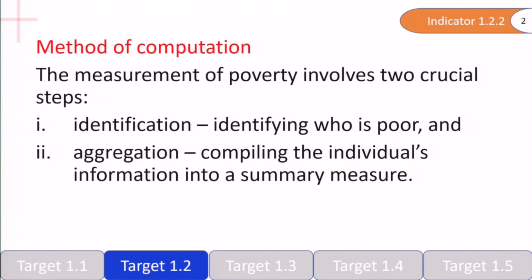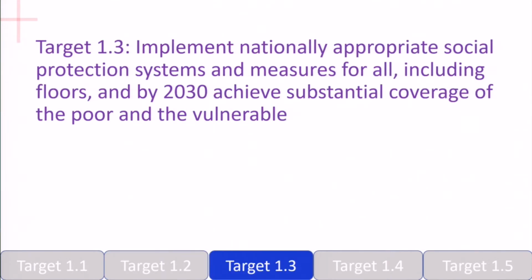Now, coming to the computation, the measurement of poverty involves two crucial steps. One is identification. So, we need to identify who is poor, and second is aggregation. How do we compile the individual's information into a consolidated value, into a summary measure? So, these are two things which have to be taken into account when we calculate the composite value for the measure.